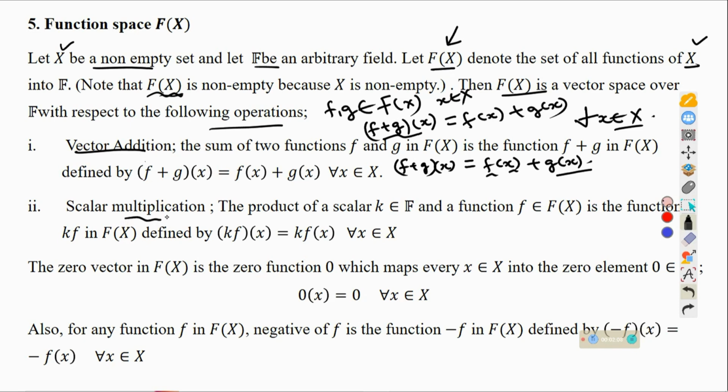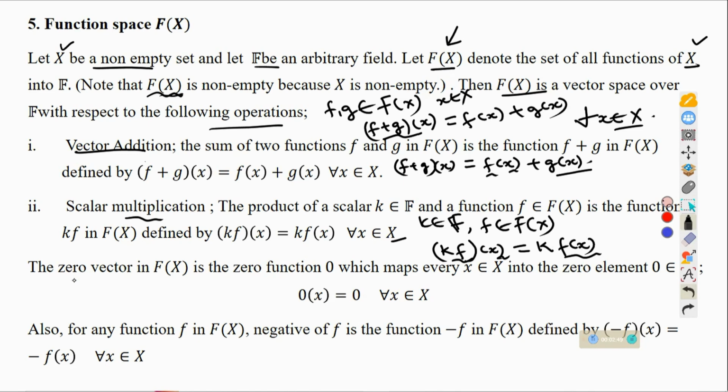When we talk about scalar multiplication, if you have a scalar k picked from the field F, and you have f picked from the given set F of X, then we can have a scalar operating on this function. So if we have kf operating on an element x picked from the set X, then this is the same as k times f of x. So having kf operating on x is the same as having k times f of x.